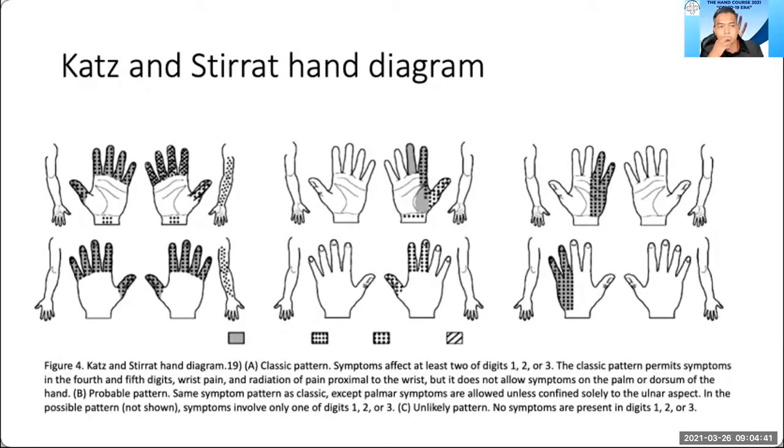This is the diagram, the Katz and Stirrat hand diagram. So the patient will draw and mark out the areas where there is numbness, as well as the radiation of the pain proximal to the wrist.